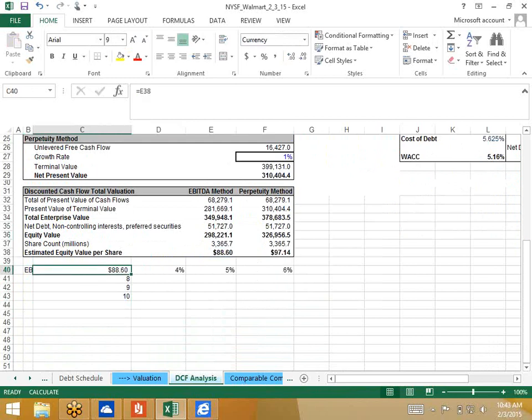So this is the basic formula for a two-variable data table. And this is going to tell me at a glance, based on varying these multiples, how the output would change. As opposed to doing this manually: I can make the WACC 4% and the multiple 8, and that's going to give me a number, and I hard-code it in here. Let me make the WACC 5% and the multiple 8, that's going to give me a number, I hard-code it here. But you don't want that, this automates everything.